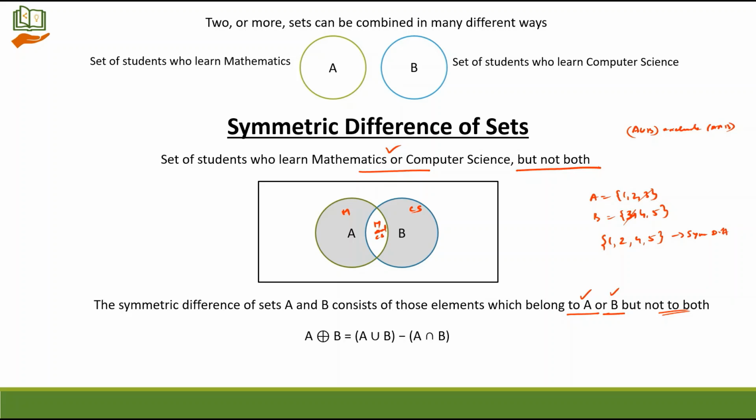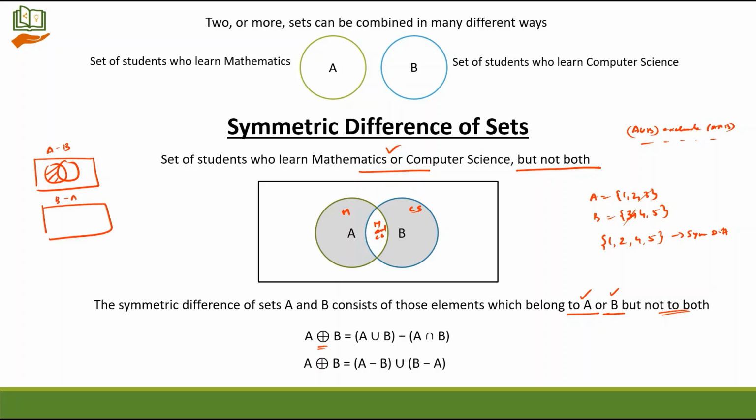The notation uses this symbol, and we denote it as A union B minus A intersection B, as I mentioned here. There is also another way to express this: A minus B union B minus A. So using the difference operation they have mentioned this. Let's take the difference operation. For A minus B we are shading only this part.